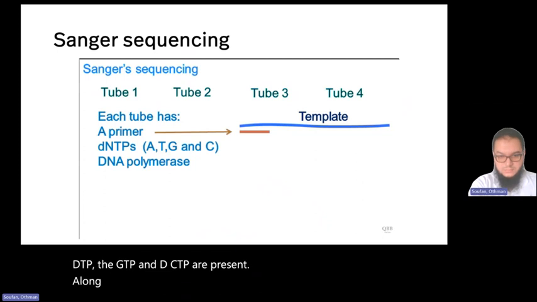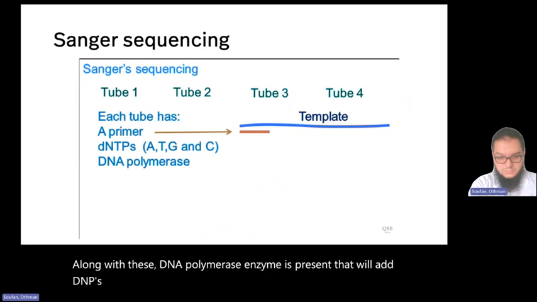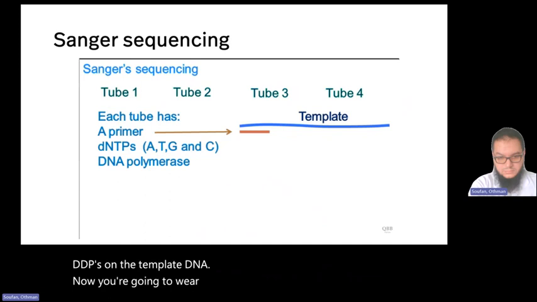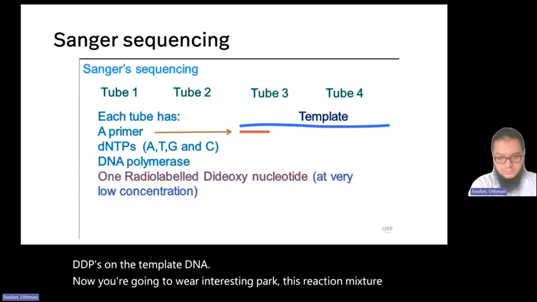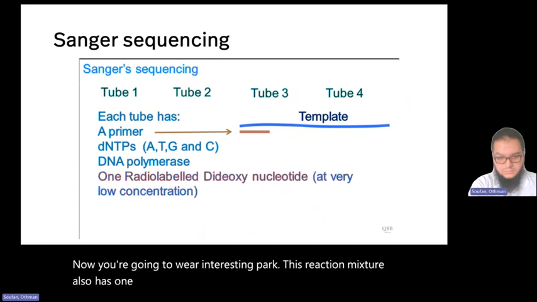Along with these, DNA polymerase enzyme is present that will add dNTPs on the template DNA. Now, here comes a very interesting part. This reaction mixture also has one radiolabeled dideoxynucleotide at a very low concentration.